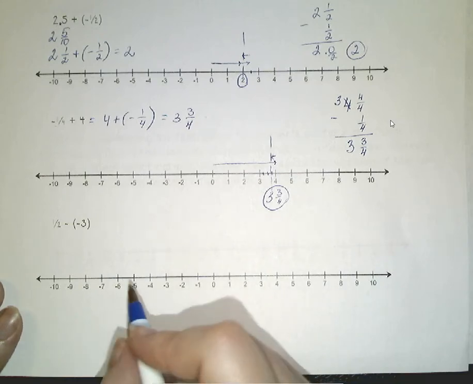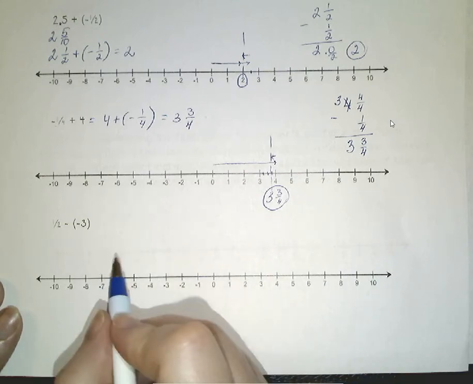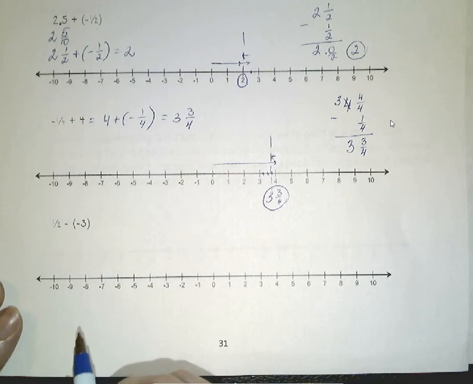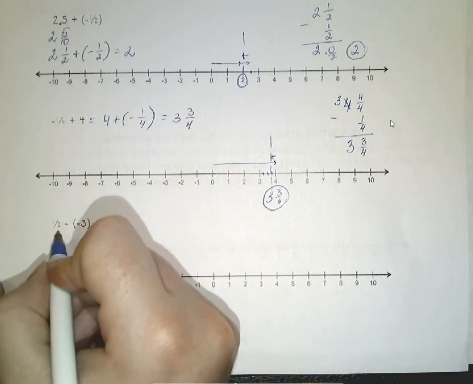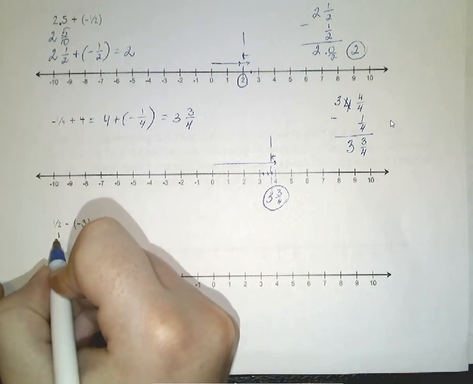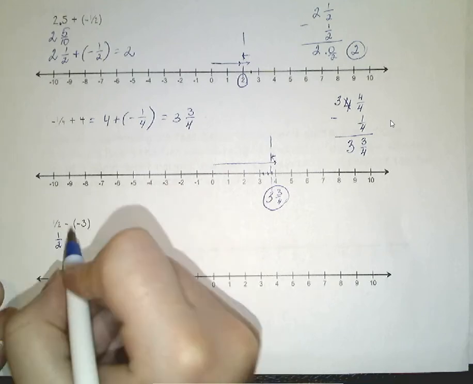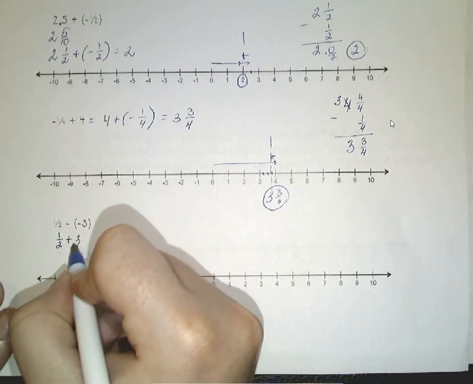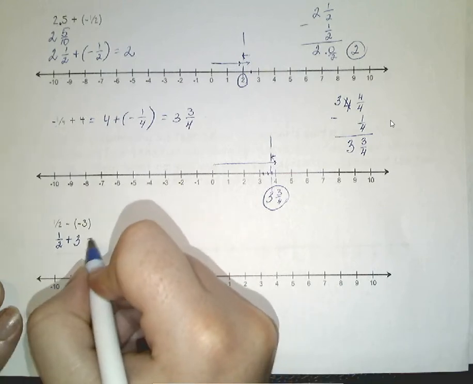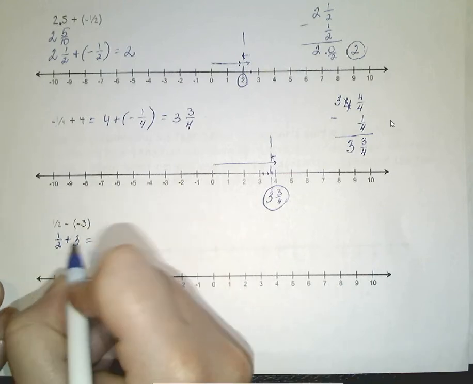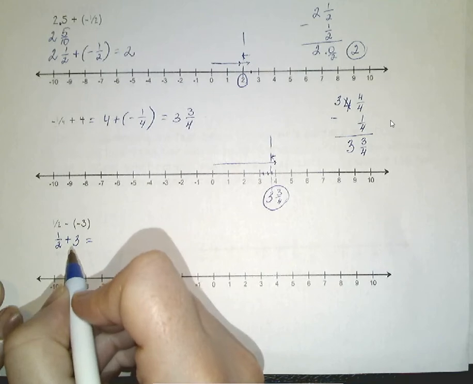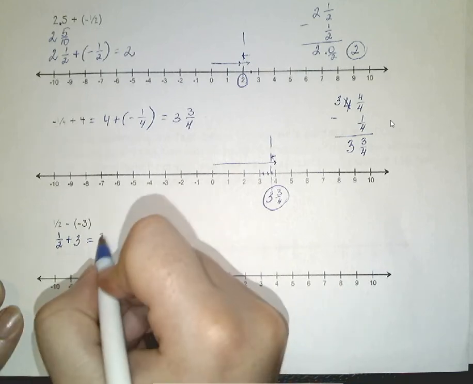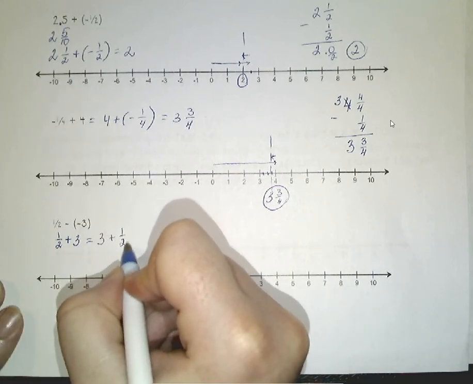One more here. 1/2 minus negative 3. Again, this is a subtraction problem. All subtraction problems I have to change to additions because that's how it's easier. 1/2 plus negative 3 changes into positive 3. And I'm going to change the order in which I'm going to do these because it's easier to start from the whole number. 3 plus 1/2.